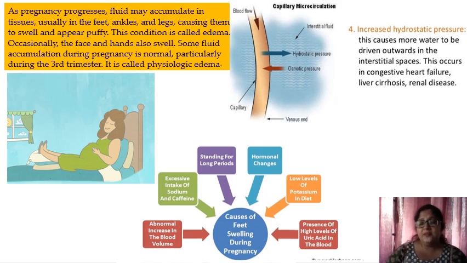As I told in the previous video also, there are chances of lower potassium level, hypokalemia, hyponatremia. And presence of high uric acid levels, if that is there, the kidney cannot function well, and the uric acid level is very high, potassium levels are low and blood volume is increasing. Over here the sodium retention is there, so that causes fluid accumulation in the tissues, because of the increase of the hydrostatic pressure and the decrease of the osmotic pressure, where the water is driven outwards and the interstitial fluid comes out into the interstitial spaces.